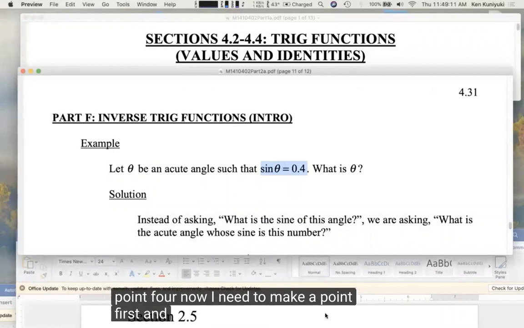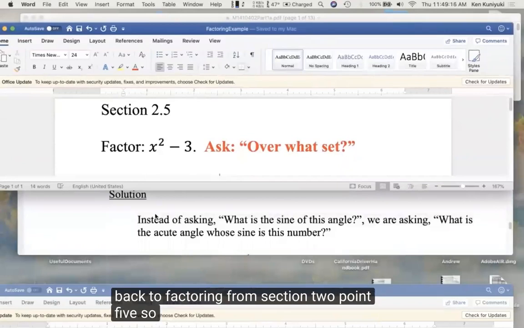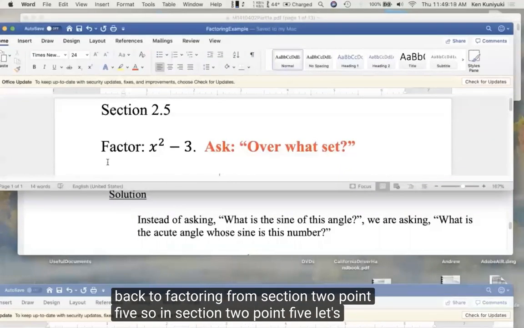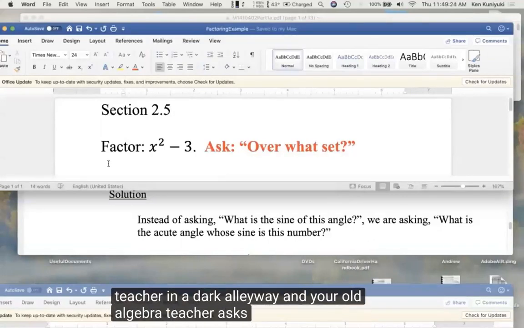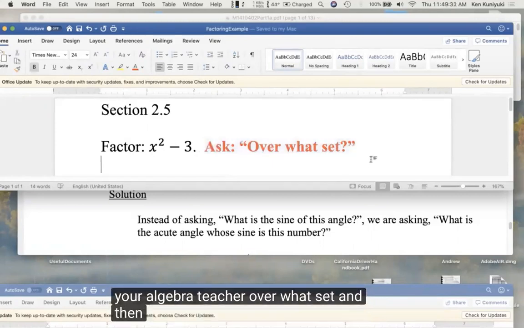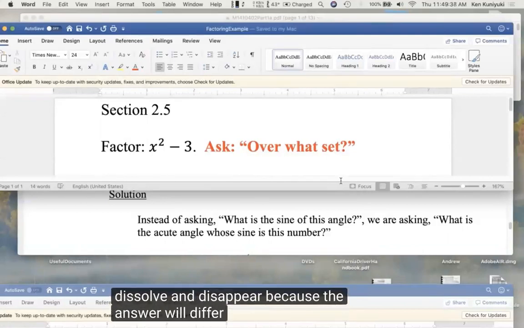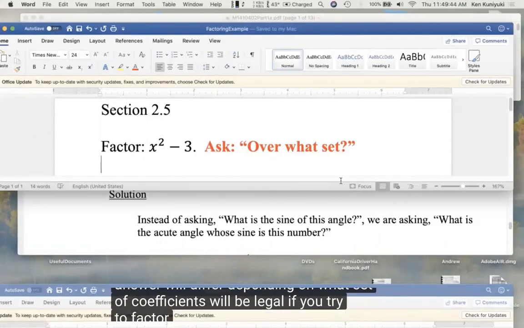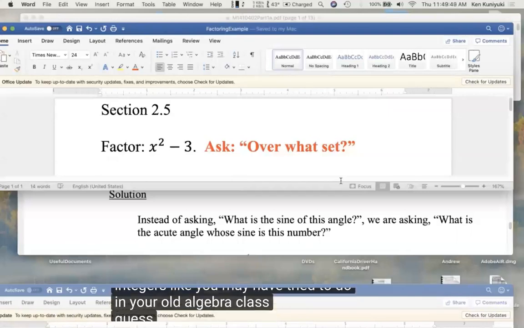Now, I need to make a point first, and I'm going to go all the way back to factoring from section 2.5. So in section 2.5, let's say that you run into your old algebra teacher in a dark alleyway, and your old algebra teacher asks you to factor x squared minus 3. Now, you should ask your algebra teacher over what set? And then maybe your algebra teacher will dissolve and disappear, because the answer will differ depending on what set of coefficients will be legal. If you try to factor this old school over the integers, like you may have tried to do in your old algebra class, guess what?